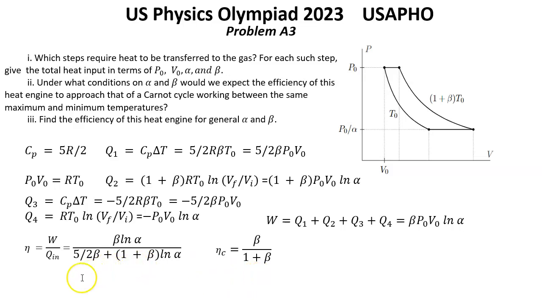So it means that only for beta much less than logarithm alpha, we have efficiency going to the efficiency for the Carnot cycle. But this happens only when beta is very small. It means that delta T is very small and going to 0. This is the only condition for which this efficiency could be compared with the efficiency for the Carnot cycle. So totally this is the full solution for part A.